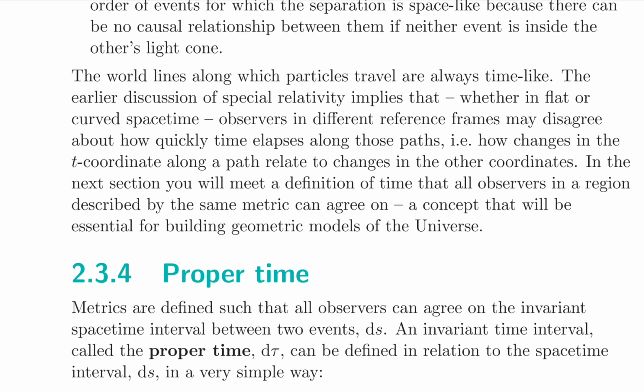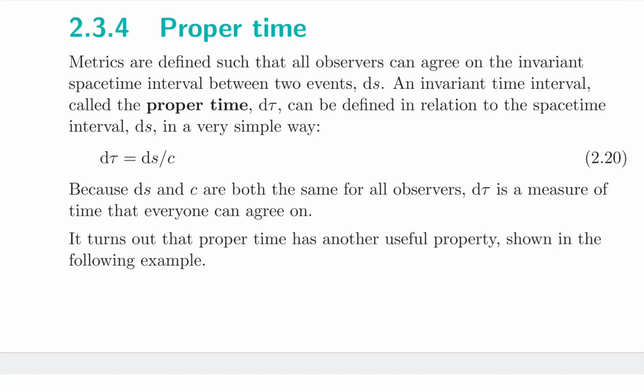The earlier discussion of special relativity implies that, whether in flat or curved spacetime, observers in different reference frames may disagree about how quickly time elapses along those paths, i.e., how changes in the t coordinate along a path relate to changes in the other coordinates. In the next section, you will meet a definition of time that all observers in a region described by the same metric can agree on, a concept that will be essential for building geometric models of the universe.